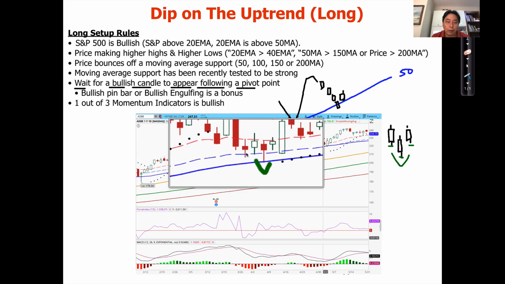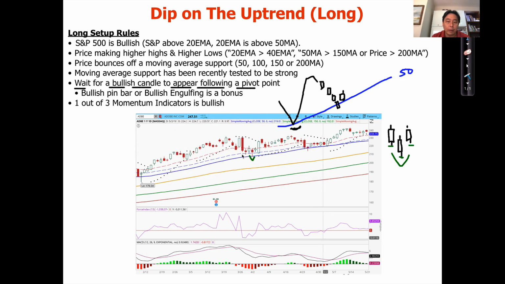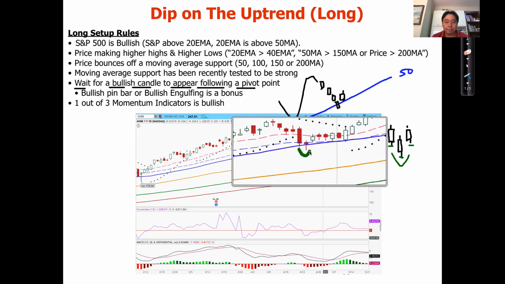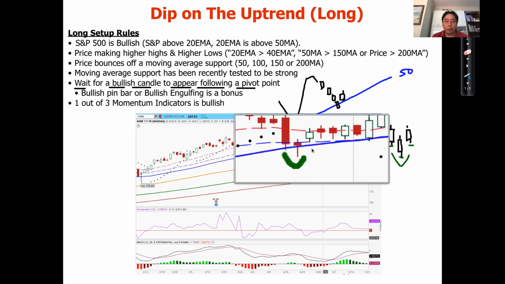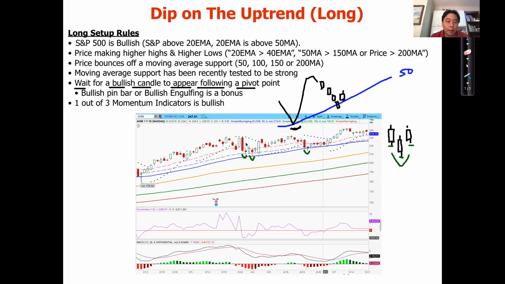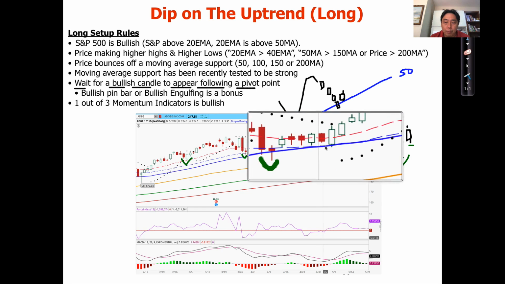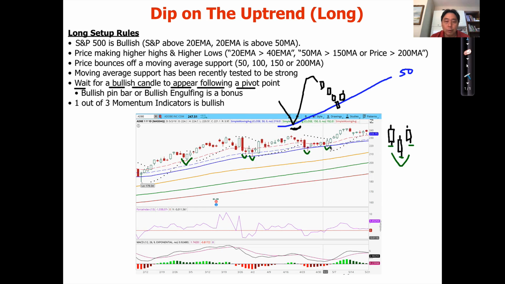Now, is this a pivot point? This one? Yes, it is. It is also a pivot point. That's a pivot point as well. This is a pivot point. As you can see, this low is lower than that low and the next low. So basically, we're looking for V shapes, right? And that's a pivot point. This is also a pivot point over there, and so on. So what we're going to see is the price hitting the moving average, creating a pivot point, and we can enter the moment we see a bullish candle appearing right after the pivot point.